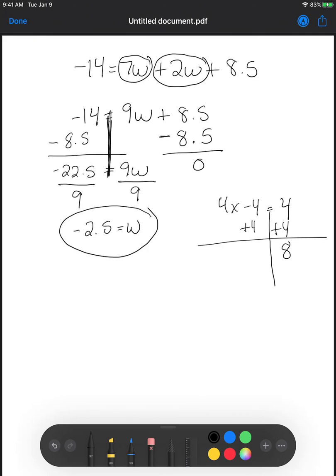So this becomes 8. Bring this down. Oops, sorry. So now again we have 4 times x. Opposite of multiplying is dividing, so we're going to divide by 4. That's gone. 8 divided by 4 is 2. X equals 2. So you're going to need to know how to get through those.